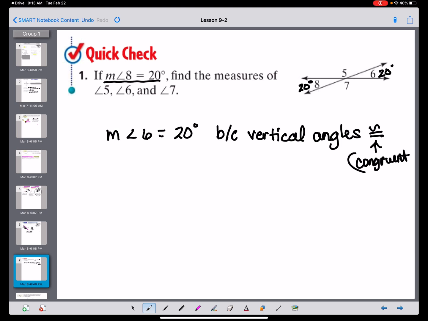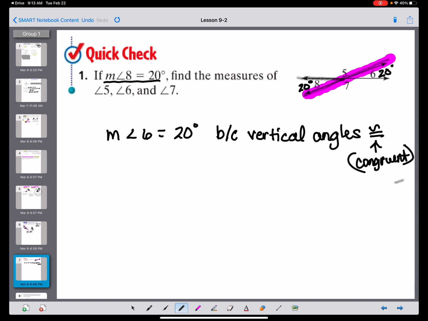And it's shortcut for writing congruent because vertical angles are congruent. All right, now I also see that I have some supplementary angles. So let's take a look here. This is a straight line. And I have angle 8, which is 20 degrees. So now let's look at angle 5.